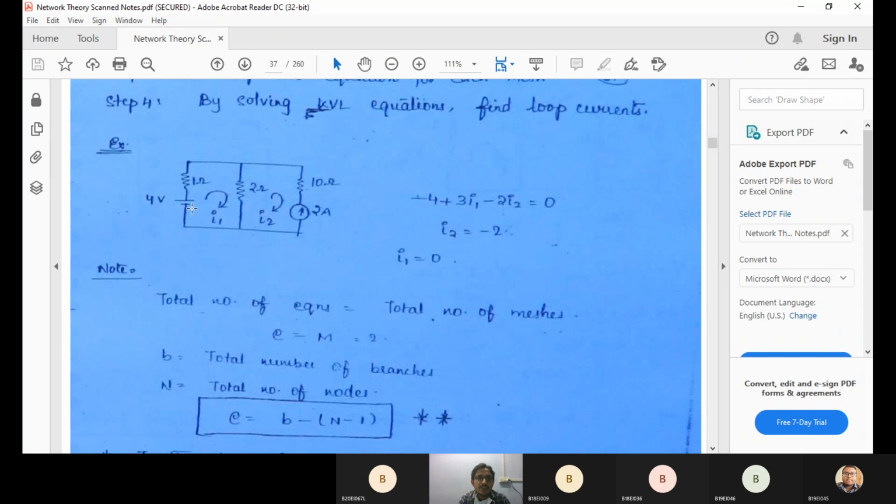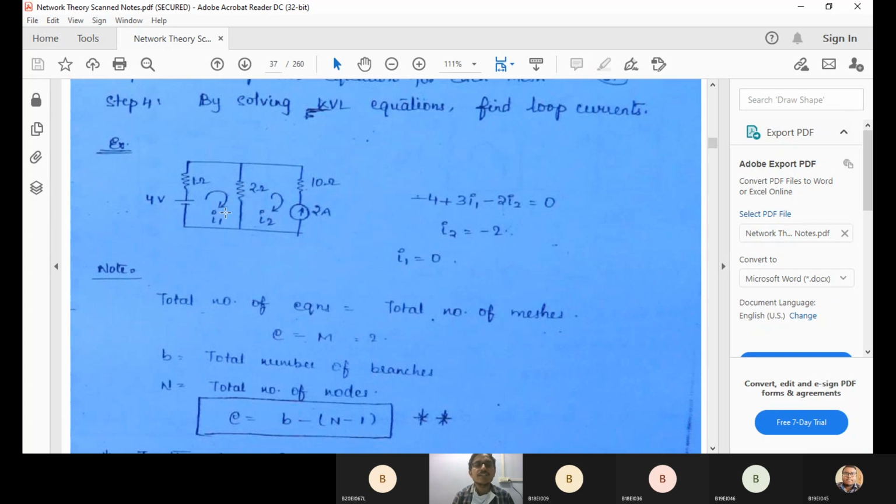My convention, you can follow any convention, is that when I am moving from negative to positive, I take the sign as negative. When positive to negative, I assign it as positive. You can do it in the opposite way. No worry, you will get the same answer. So minus 4 plus 1 into I1 plus 2 into I1 minus I2. I am considering it as loop 1. Similarly here, plus 10 into I2 minus 2 plus 2 into I2 minus I1 is equal to 0.